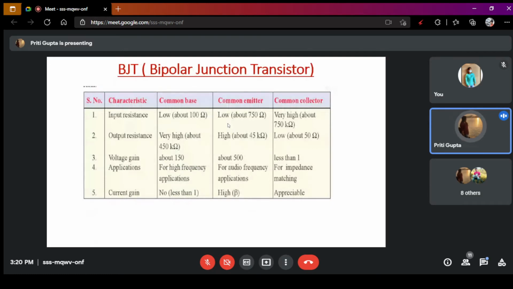This is the comparison between three types of connection. One is common base, one is common emitter, one is common collector. Take a screenshot. You can write it in your copy.